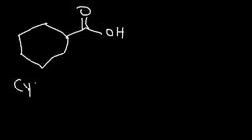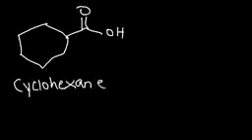Now what about this? What if we have a ring and a carboxylic acid? What is the name of this molecule? So we have 6 carbons in a ring, so it's a cyclohexane ring, plus a carboxylic acid. So this is simply called cyclohexane carboxylic acid.